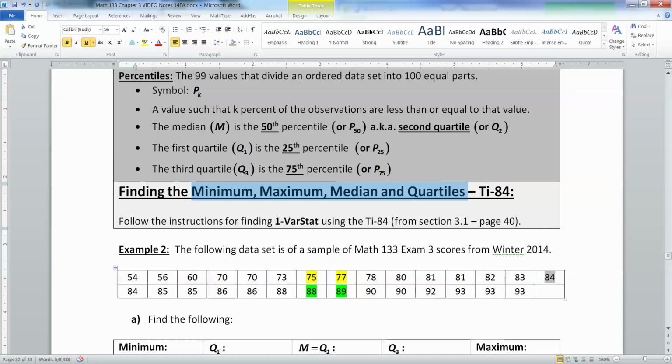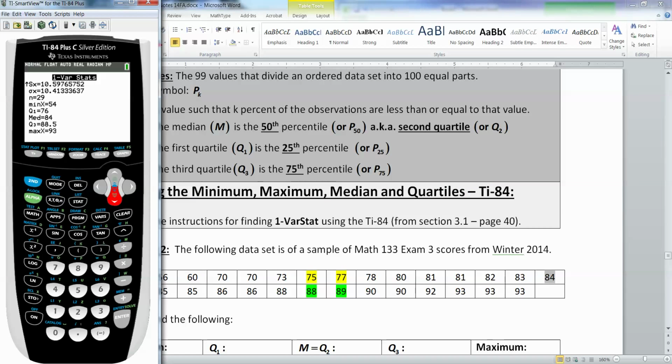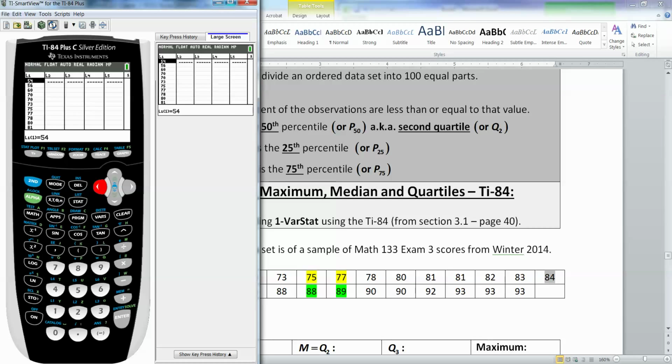All right, so how do we do it? Well, you go to Stat, you go to Edit, and you type in your data set. So I type 54, 60, and so on. Oh, and I cleared out my old data, first of all. I'm not going to do it because I already typed this in, but you go up, clear, enter, and clear out the old, and then type in the new. All right, so then I have those data numbers right there.